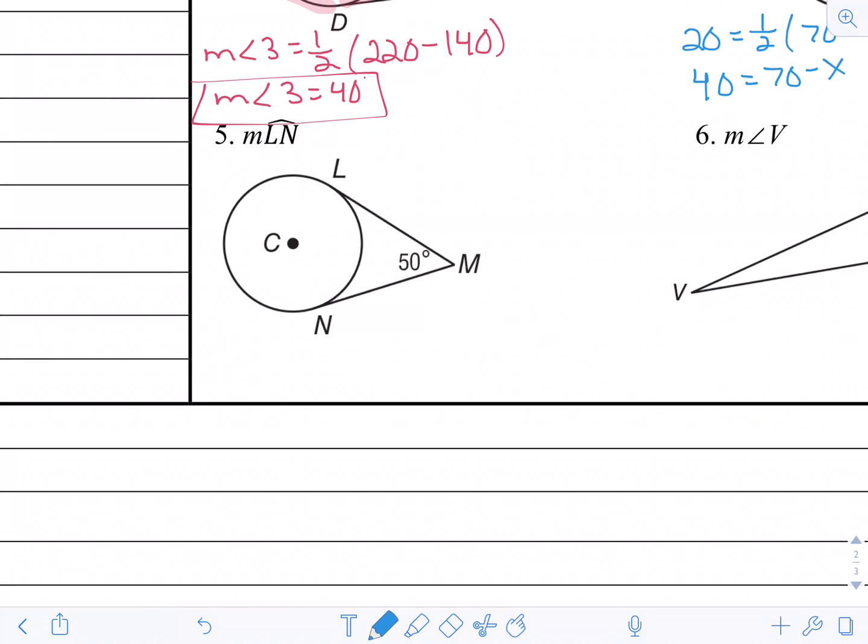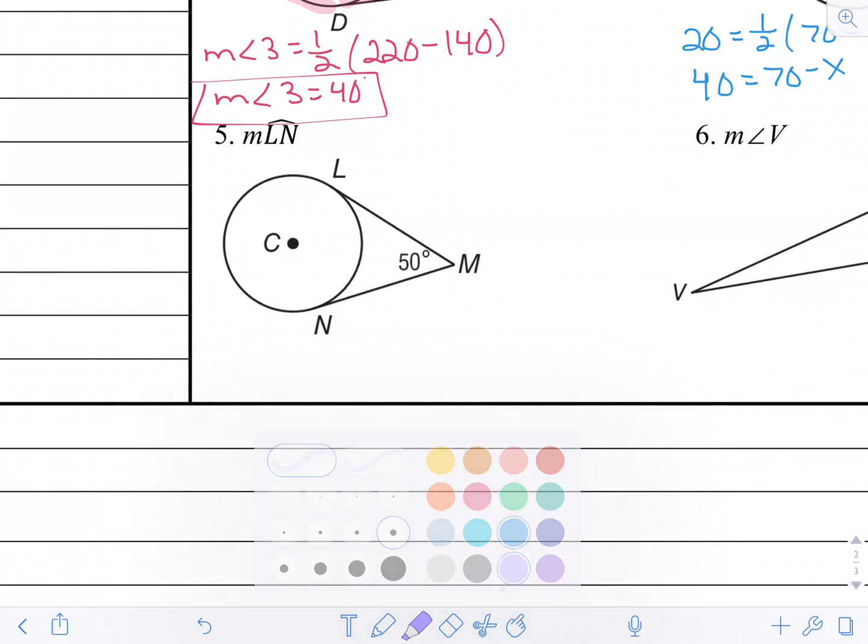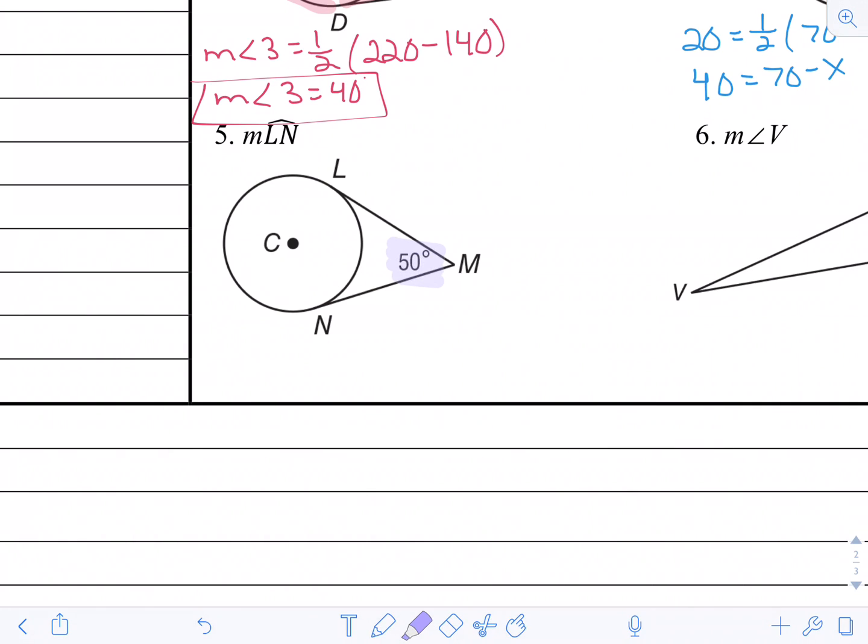All right, number 5. This one's a little bit different because if you notice, all you have is your exterior angle out here. You're not given any measures of your arcs. To do this problem, you want to call this big one out here on the outside x. So this arc on the inside would be 360 minus x. This one's going to require just a little bit more work. So you'd have 50 degrees is equal to 1/2 the difference of your two arcs. So it would be x minus 360 minus x. Make sure you put that in parentheses because you have to distribute that negative.